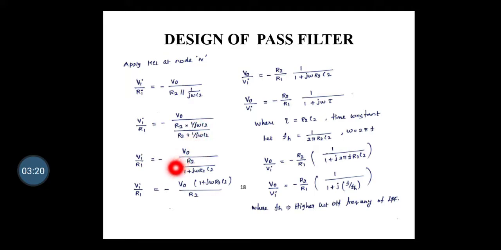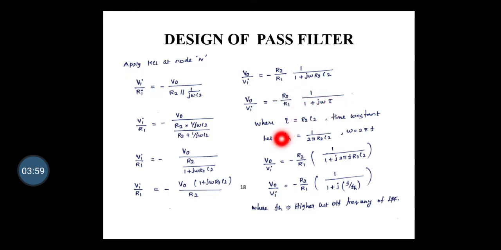That is V0 by R2. The result is 1 plus j omega R2 C2. Then this 1 plus j omega C2 R2 comes to the numerator. So, V0 by 1 plus j omega R2 C2 divided by R2. But we need V0 by Vi, that is output by input. So, this term will be rearranged and the output comes like this: minus R2 by R1 times 1 divided by 1 plus j omega R2 C2. But we know the time constant tau is R2 C2. So, instead of R2 and C2, we can put tau. So, the equation is minus R2 by R1, 1 divided by 1 plus j omega tau.